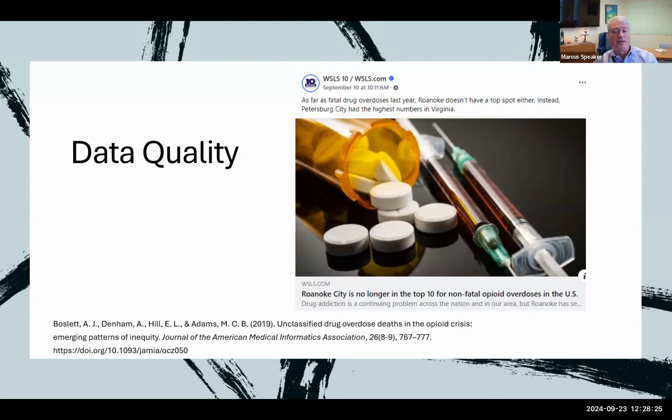So rather than focusing on opioids, we may target meth, cocaine, and other pieces like that, and that applies to kind of all aspects of the data.